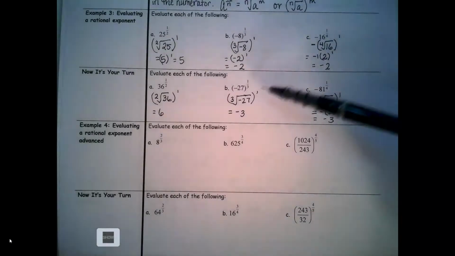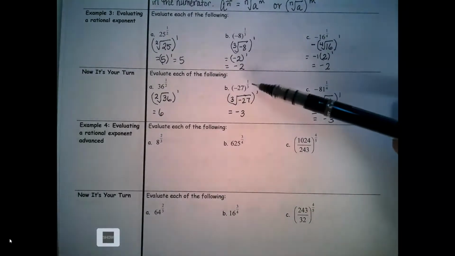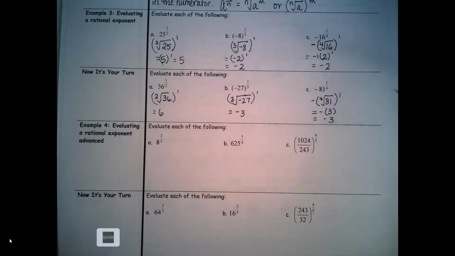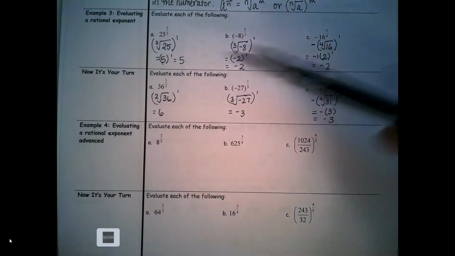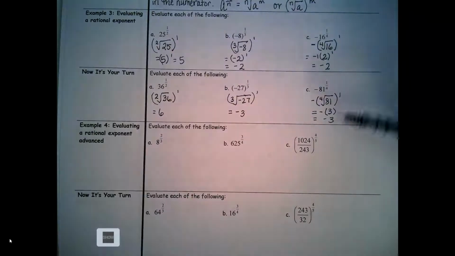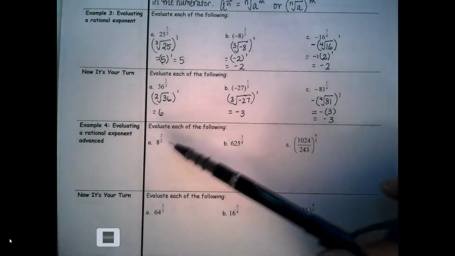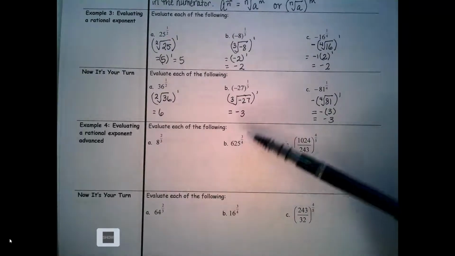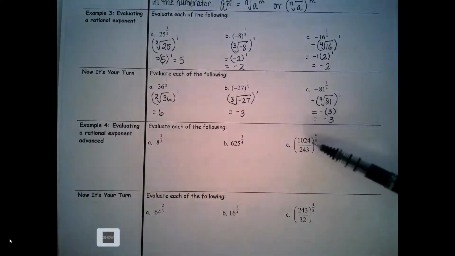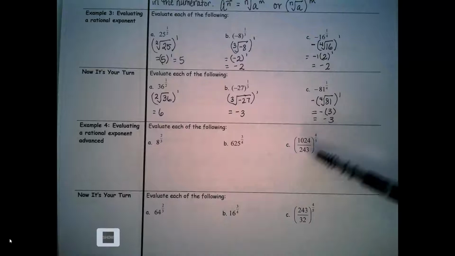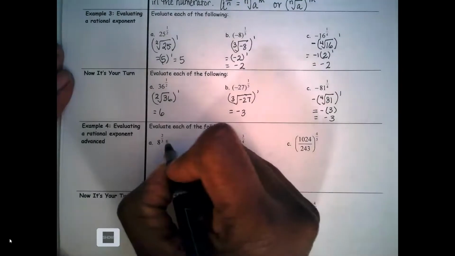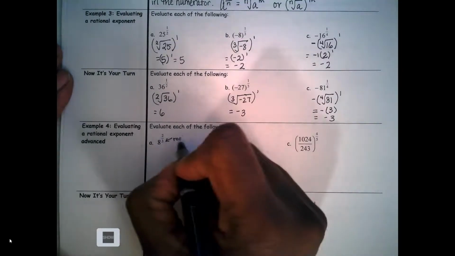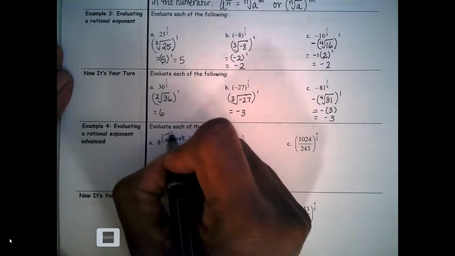Sometimes it's not going to be as easy as being raised to 1 over some number. So here we had a half, we had a third, and a fourth. What happens when you have something like this? 8 raised to 2/3, 625 raised to 3/4. This is really crazy. 1024 over 243 raised to 4/5. You're going to treat it the same way. So remember, this is the root, and this is the exponent.